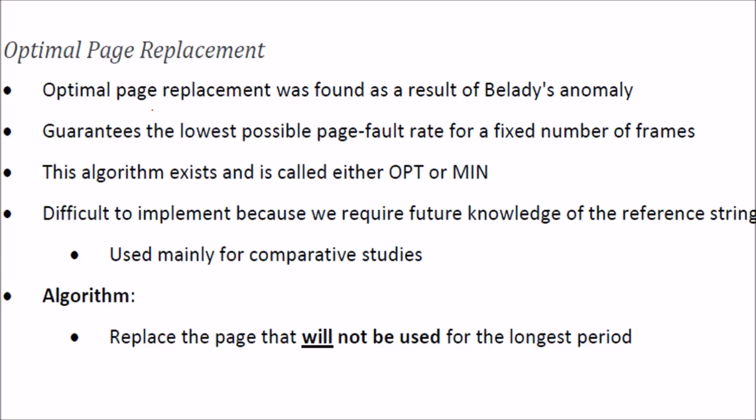This optimal page replacement, because we had Belady's anomaly in FIFO, where as we increased the frames, the page faults increased. So optimal page replacement guarantees the lowest possible page fault rate if we have a fixed number of frames. And this algorithm exists, and it is either called optimal, OPT, or minimal, right?